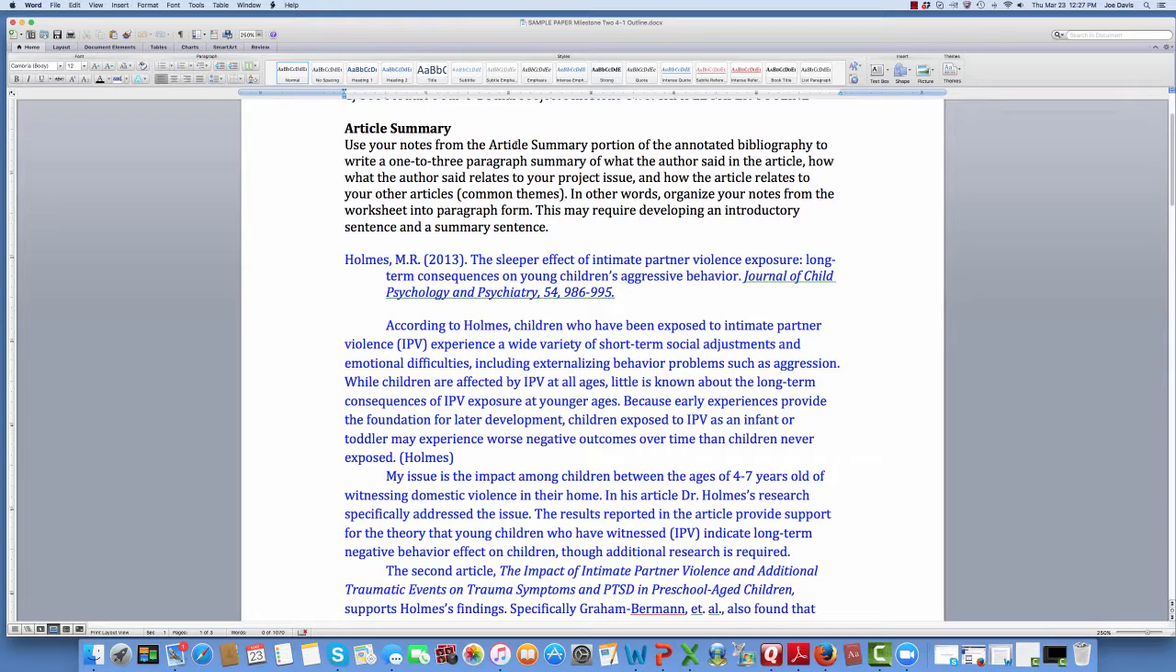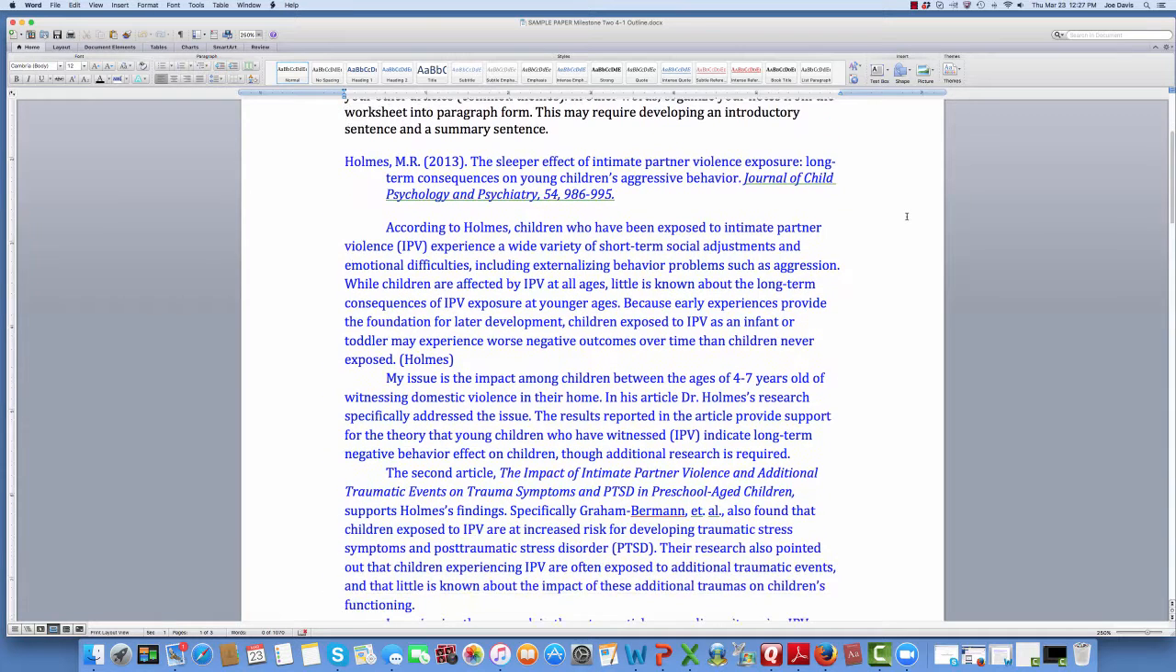Use your notes from the article summary portion of the annotated bibliography to write a 1 to 3 paragraph summary of what the author said in the article, how what the author said relates to your project issue, and how the article relates to your other articles, common themes. In other words, organize your notes from the worksheet into a paragraph. This may require developing an introductory sentence and a summary sentence.